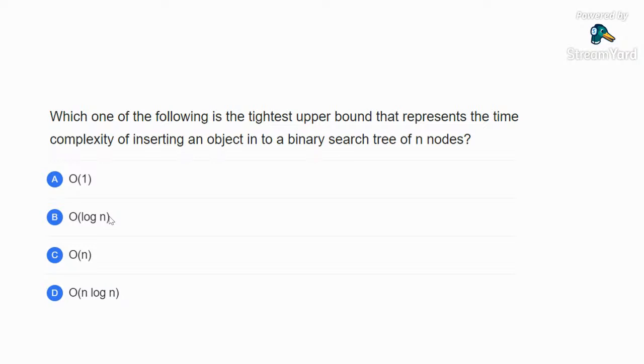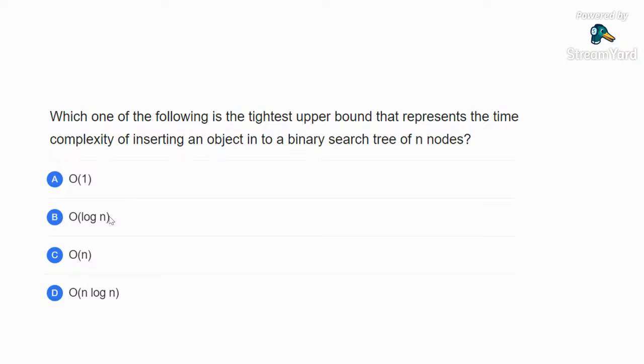Suppose you have a right skew tree. What do you mean by right skew tree? See one example in which node 1 is at the root position. Then node 2 will be in the right of node 1. Then node 3 will be in the right of 2. Then node 4 will be in the right of 3. So this tree is known as a right skew tree, in which nothing is on the left hand side, and everything is connected on the right hand side.